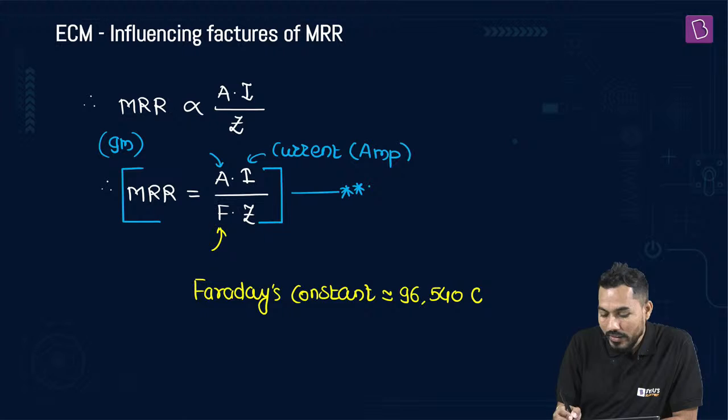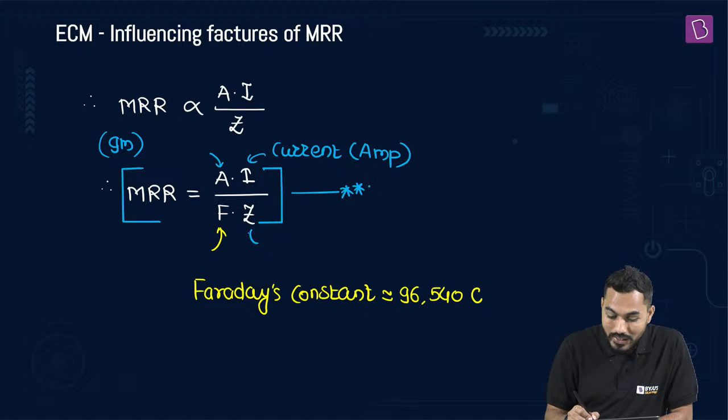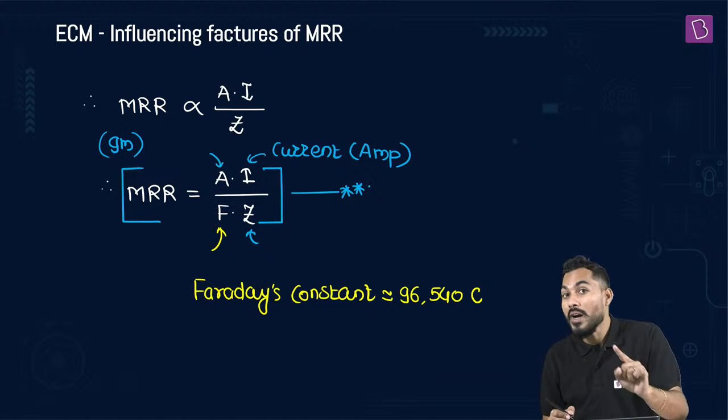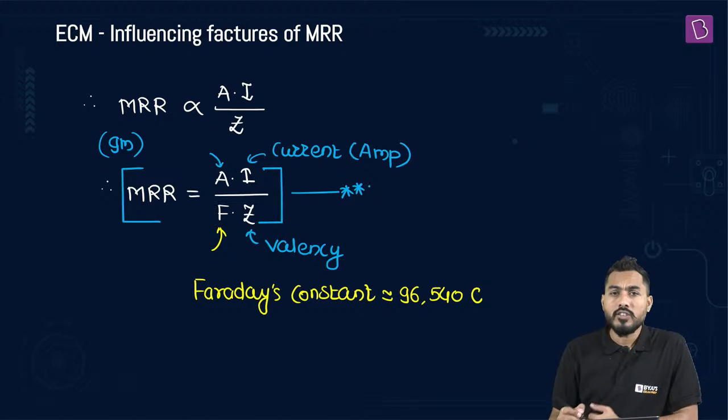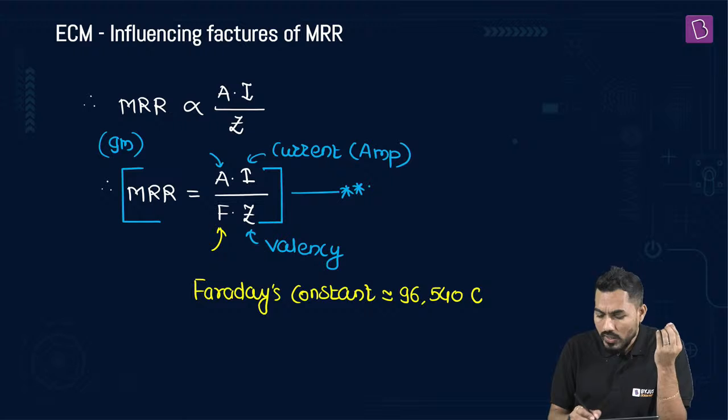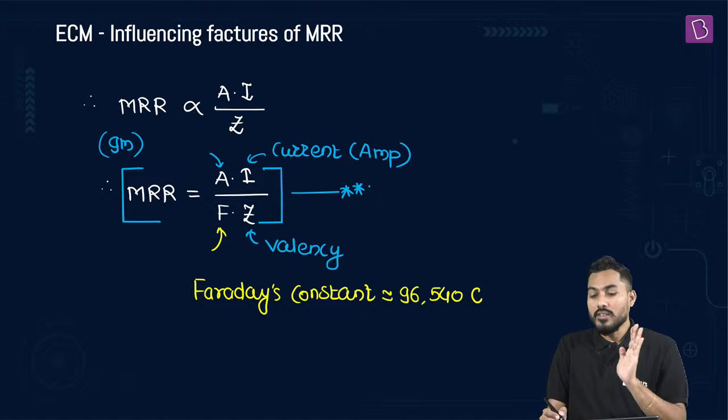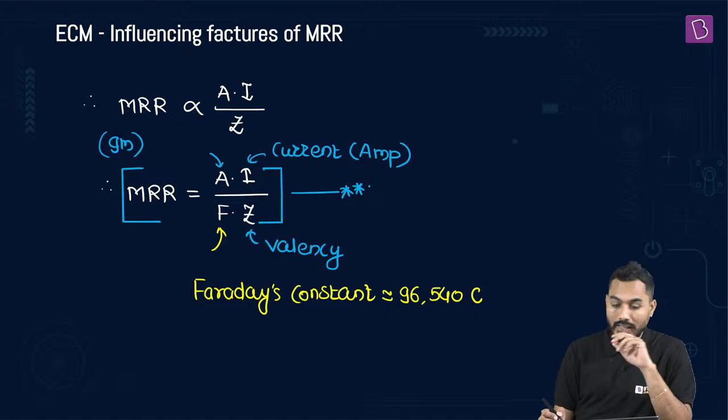Ampere. Z is what? Valency. Valency is a number. It has no unit. So we'll say this is nothing but called valency. It has no unit. And F is Faraday's constant. It has to be mentioned in the coulomb. That is 96,540 coulomb charge.